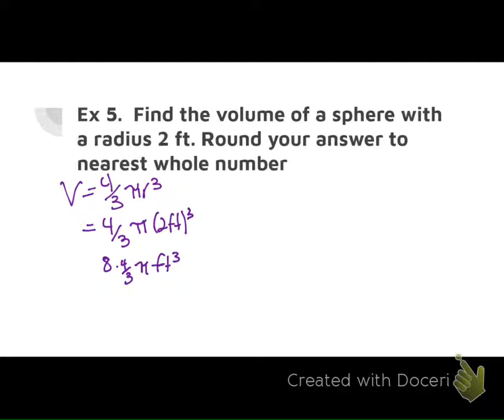What is 4 times 8? Okay, Reggie, what is 4 times 8? 32 over 3 pi feet cubed. What is 32 times pi divided by 3? What is it? 33.5. So 34. It is. It's 34. You're correct.